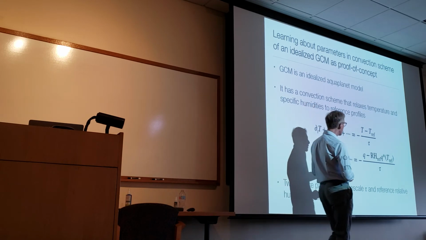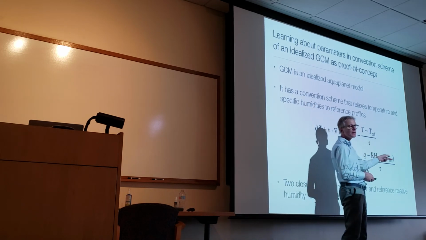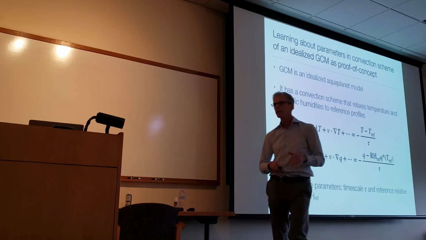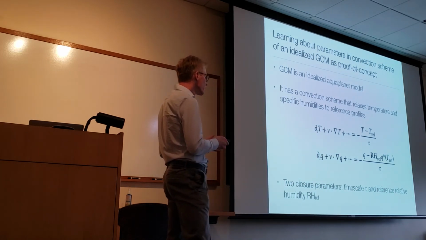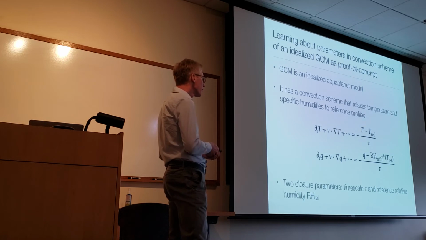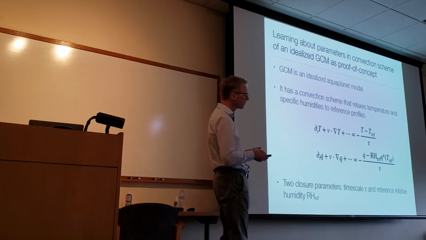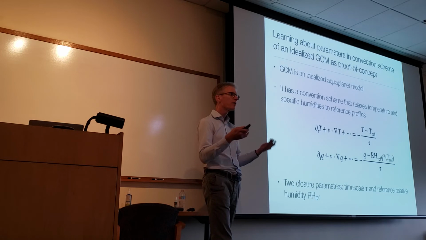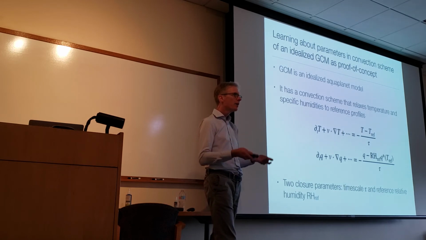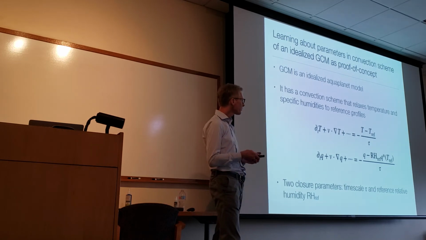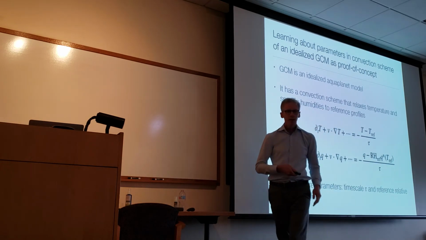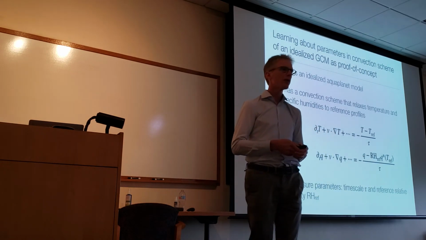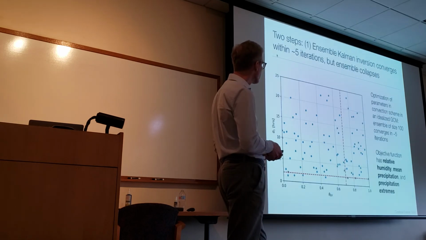The schema has two key parameters. There's a time scale and relative humidity here. There's a bit more, but these are the most important. And just to prove the concept, how we can optimize a scheme like that, we took a GCM with a scheme in it, and we generated data artificially with a certain setting for these parameters, that was set to 2 hours, limited to 70%. Then we tried to re-estimate those parameters from the synthetic data we generated.